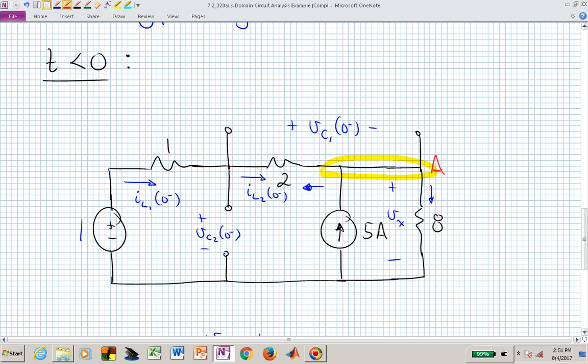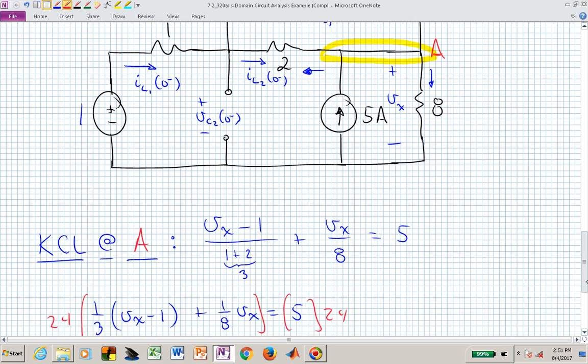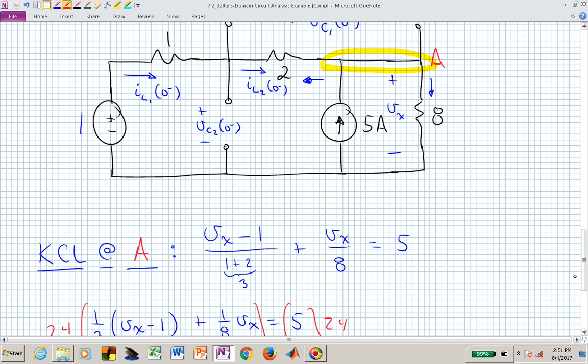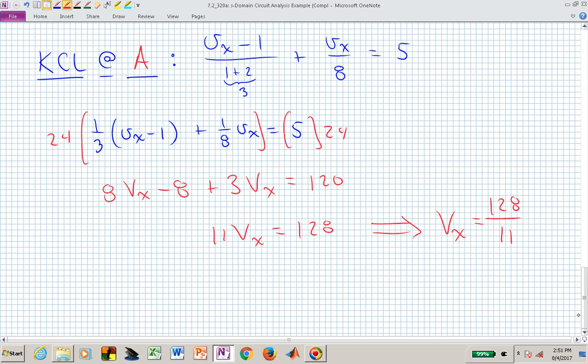And once we have V sub x, we can use that to solve for a lot of these unknowns, in particular the currents and these capacitor voltages. For example, I sub L1 of 0 minus, which is this leftmost current, we could say is 1 minus V sub x, where the 1 is the voltage on the left, divided by 3. So I sub L sub 1 of 0 minus is now 1 minus V sub x over 3.